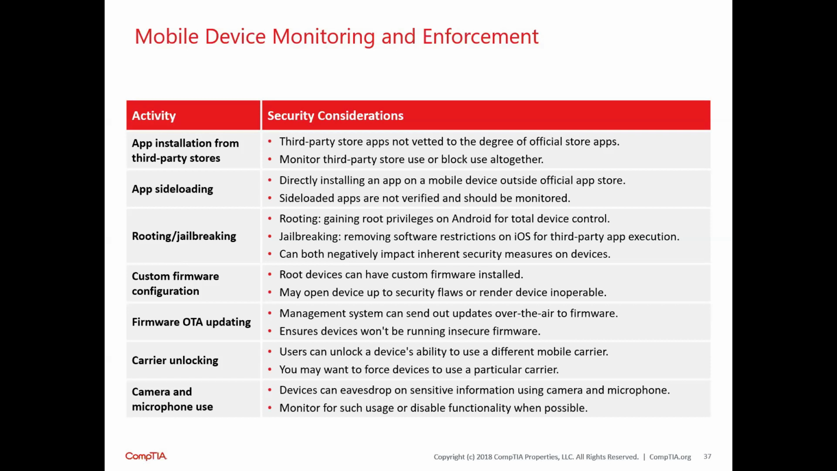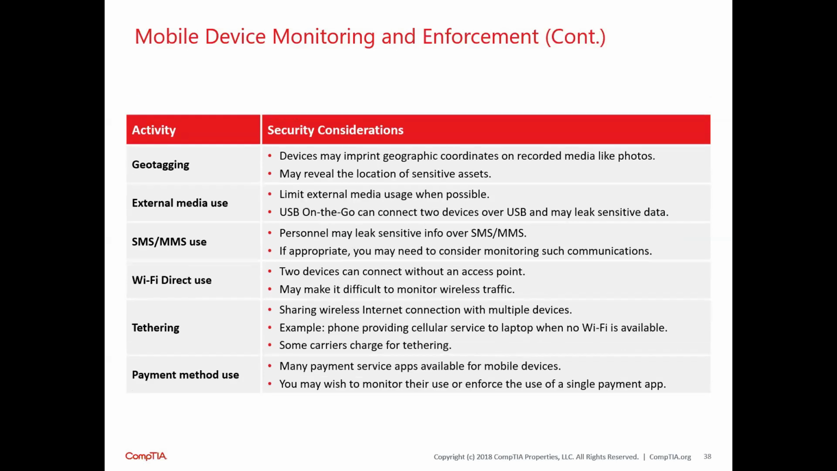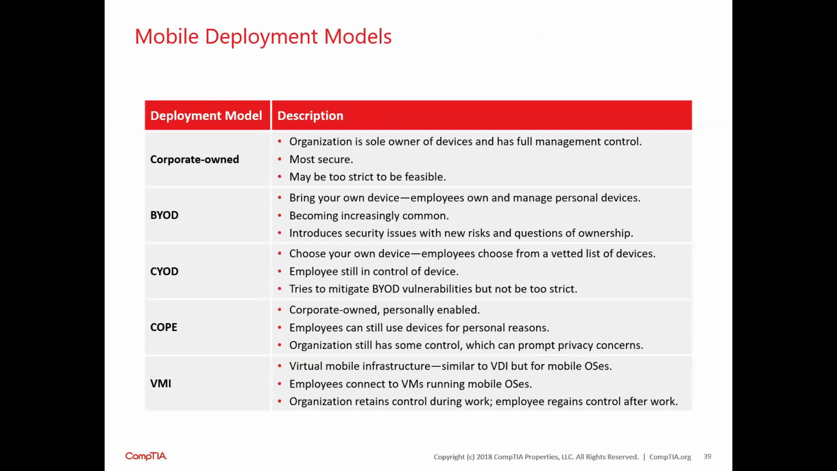And we have custom firmware configuration, OTA updating, the over-the-air updating, carrier unlocking, as well as camera and microphone use. So you can do some checking on those. And then we have geotagging, internal and external media use, SMS and MMS use, Wi-Fi Direct use, and tethering. You know about this one, right? If you want to share your internet connection, you can use tethering. As well as the payment method, which is normally related to payment services available for mobile phones.